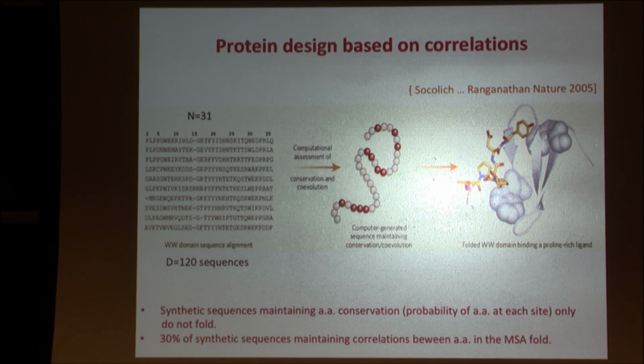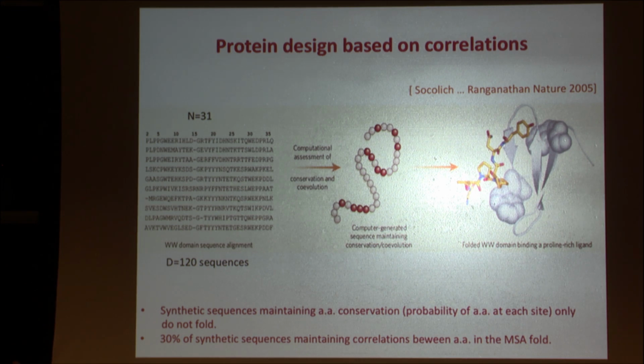This is an idea which actually is not recent. There was a beautiful paper by Rama Ranganathan about 14 or 15 years ago, where he did exactly that for the WW domain. He generated random sequences of a WW domain, maintaining the 1 point and the 2 point statistics, but they are not natural sequences. He didn't do it exactly the way I'm saying, but it's more or less equivalent to sampling the Potts model inferred from the WW sequence data with a Monte Carlo algorithm. You generate some sequences, and you test them experimentally.